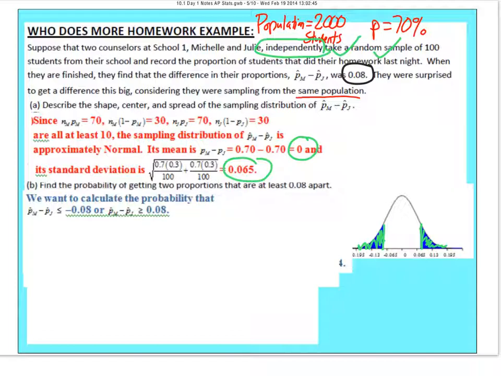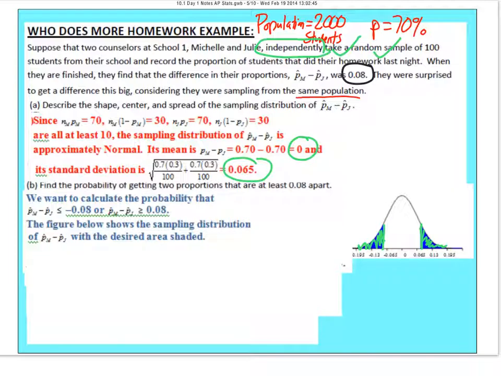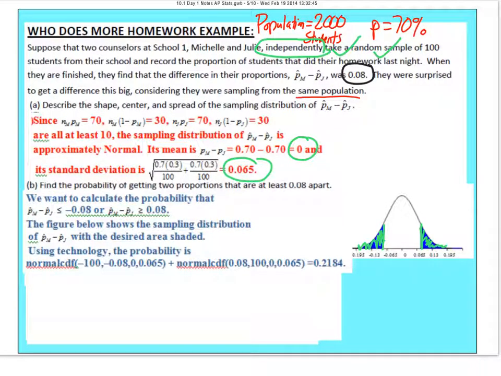What we could do is normal CDF for this tail and double it, or we could just find it for both. So in this case, we have our sampling distribution and our shaded area to the right. If I use technology, I'm just going to do normal CDF on the left-hand tail from negative 100 to negative 0.08 with our new mean and standard deviation. Then we're going to add to it the right-hand side, which is really just double that. That'll give us a final probability of 21.84%.